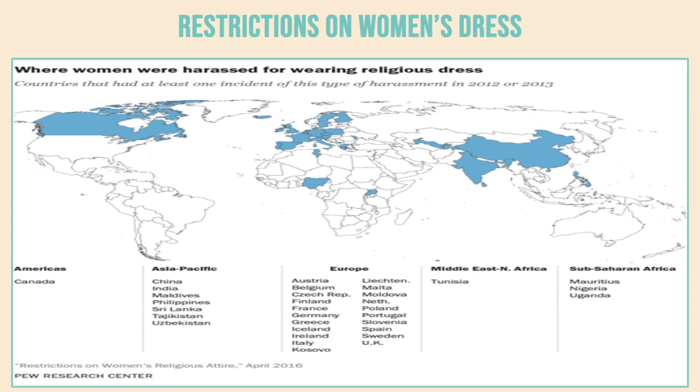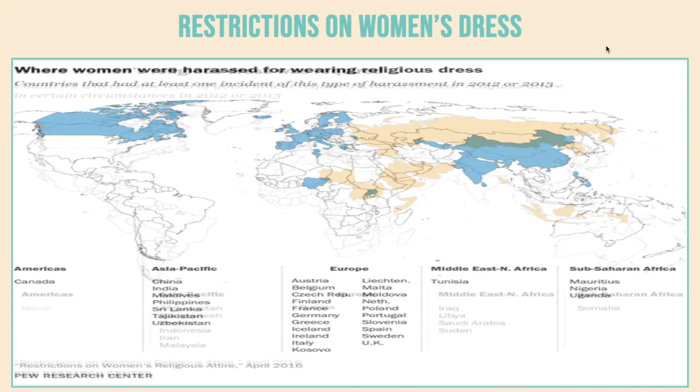Even with that said, women are still harassed in a lot of countries for wearing religious dress, and you can see not much of the Middle East or Africa because in a lot of those areas it's just expected, right? But in some areas like China, which is communist and has been very anti-religion for a long, long time, it makes sense. It's a little more believable that women would be harassed there. When you look at Canada, it's a bit surprising, but they have had some issues with that up north.